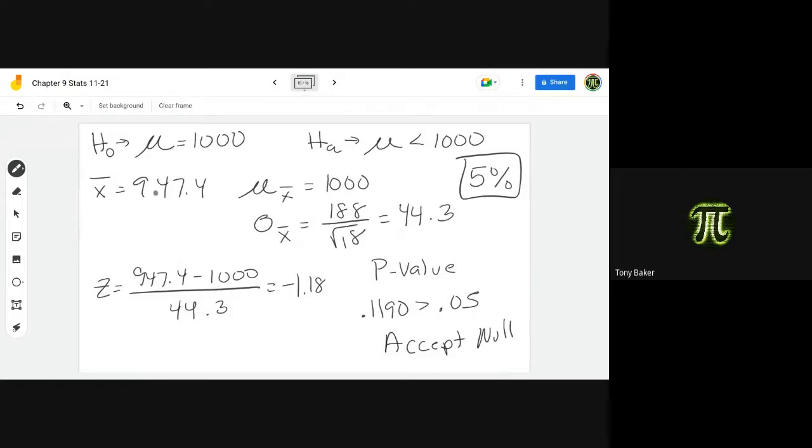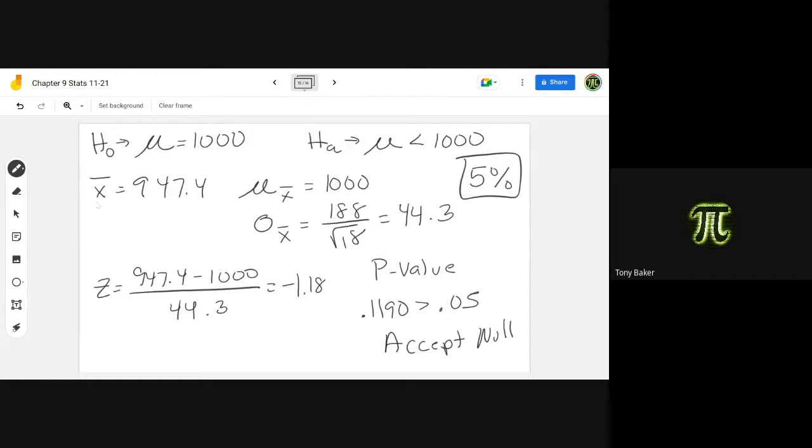The sample mean I had was 947.4. The mean of all the samples is 1,000 because that's what we used. The standard deviation was 188 because that's what they gave us, divided by the square root of 18, because that was the number of people that I looked at. So I got 44.3.